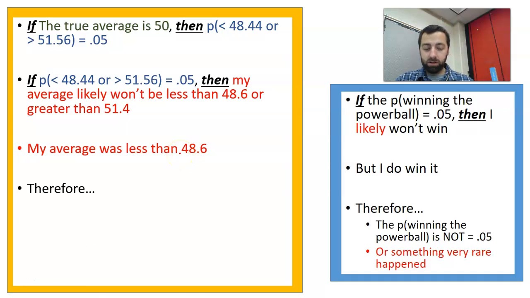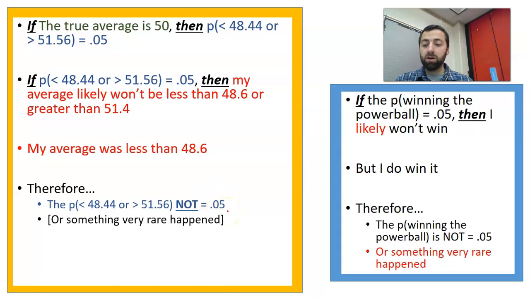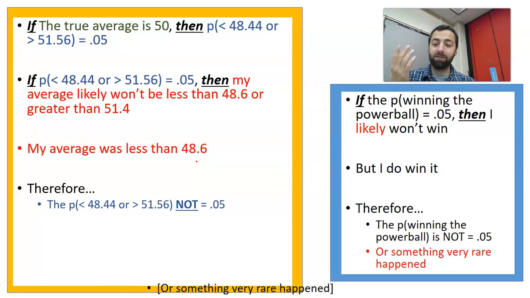So therefore, this probability was not 5%. All right. It was something greater than 5%, and that's why I was able to get that average that was less than 48.6. All right. Either it's greater than 5%, or something very rare happened. Now, when we're doing these statistical analyses like this, we just throw out that option. All right. We do not consider, it's always possible a miracle happens, but we rule those miracles out.